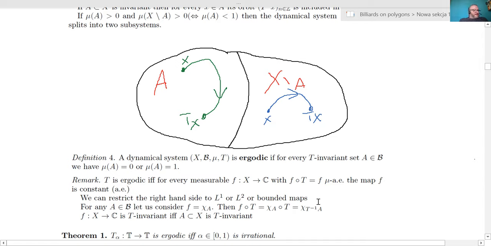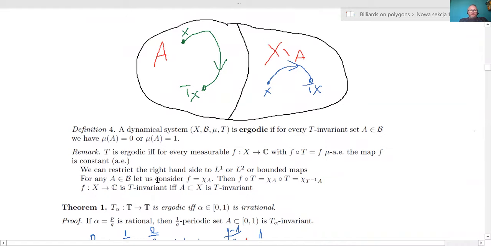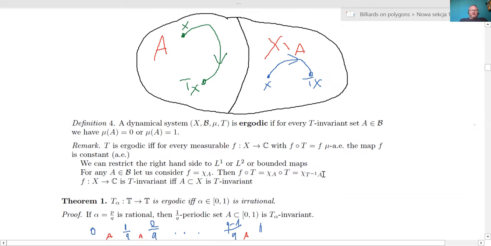And roughly speaking, this characterization is based on a simple observation. It's better to say in different words. Let's consider F, which is the characteristic map of a set A. Then F is invariant if and only if the set A is invariant as well. And this equivalence simply follows from the observation that the composition of a characteristic function is also the characteristic function of the pre-image of the set A.